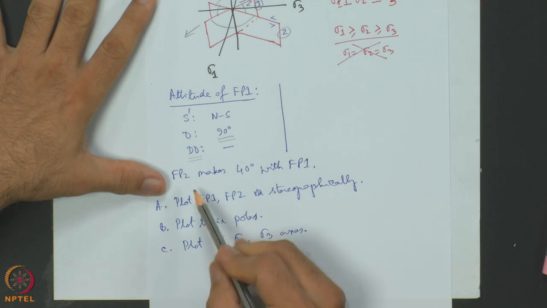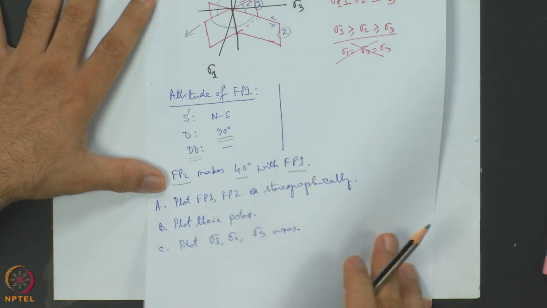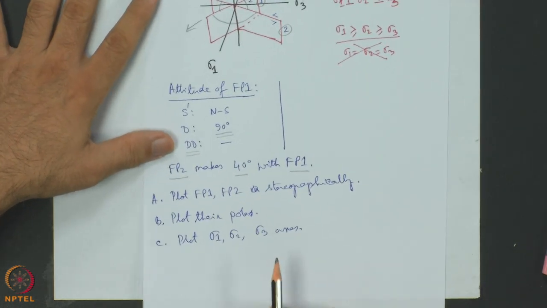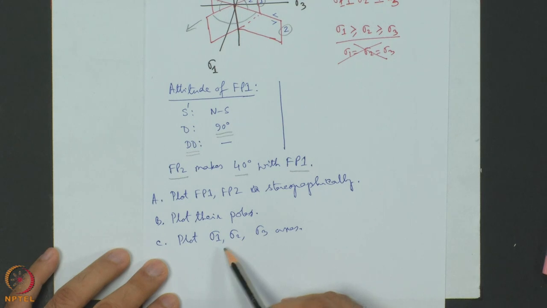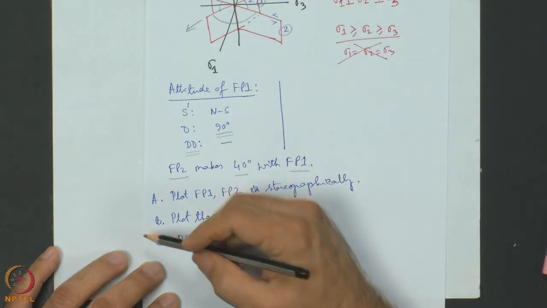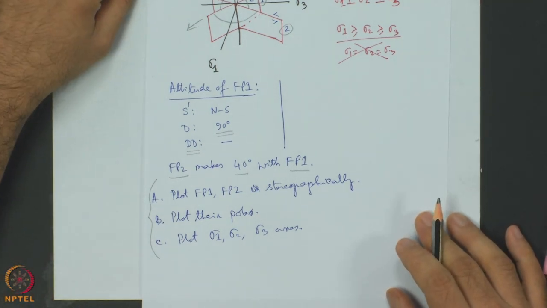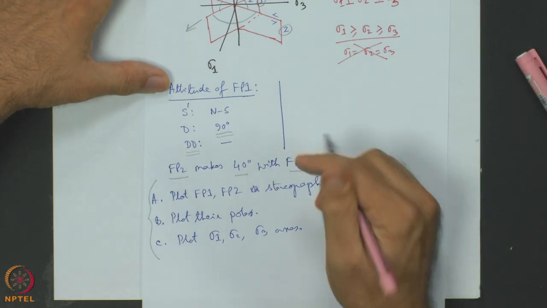Now look at the questions. Suppose fault plane 2 makes a 40 degree angle with fault plane 1. That means I am talking about this acute angle. This angle is 40 degrees. Now, what are the questions asked? Plot FP1 and FP2, the two fault planes, stereographically. Plot their poles of FP1 and FP2, and then plot the sigma 1, sigma 2 and sigma 3 principal stress axes. So that was given, and this is to be found out. We will do the problem slowly. I can do it fast, but that will not serve the purpose. From this given data, I need to understand the attitude of FP2.